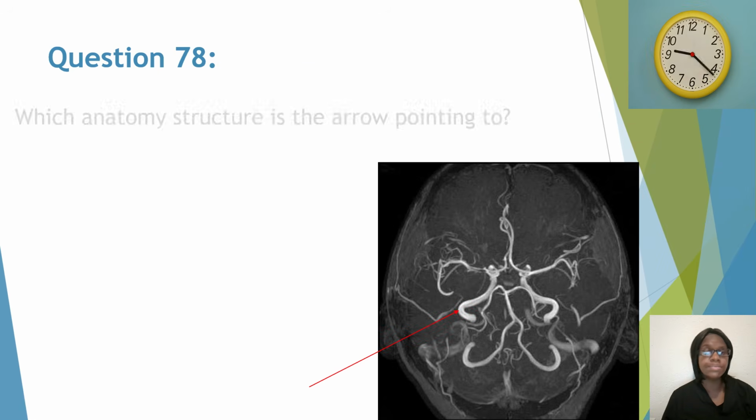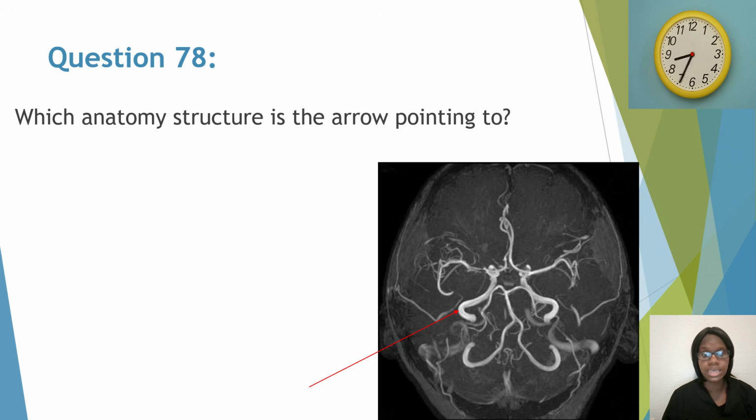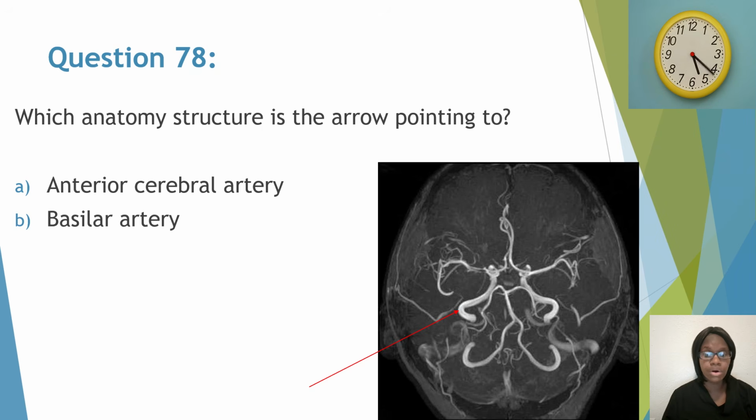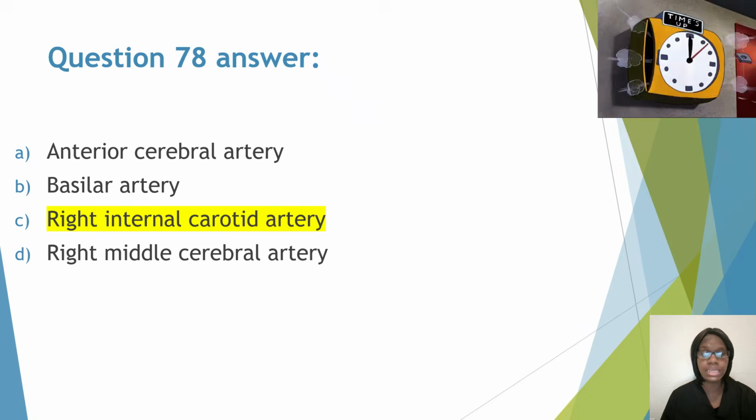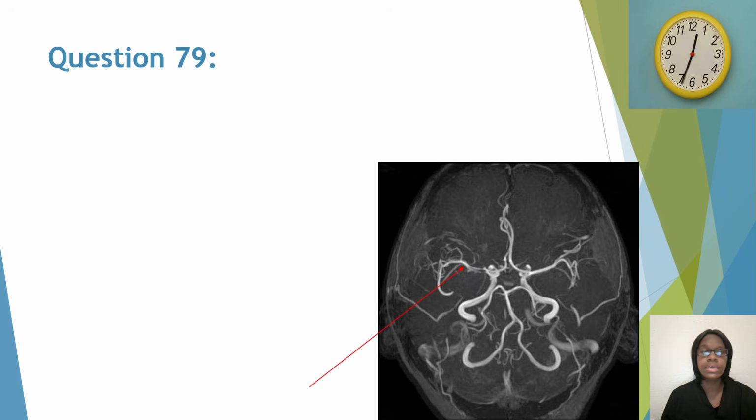Question 78. Which anatomy structure is the arrow pointing to? A, anterior cerebral artery, B, basilar artery, C, right internal carotid artery, D, right middle cerebral artery. All right, the correct answer is C, right internal carotid artery.